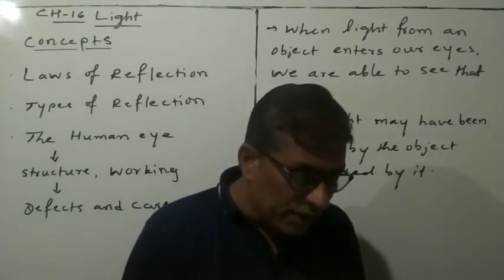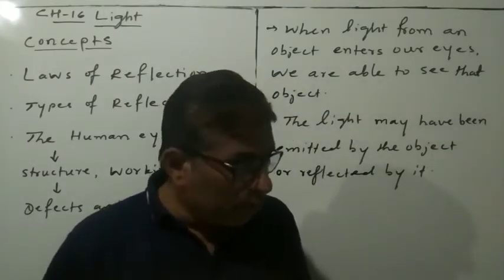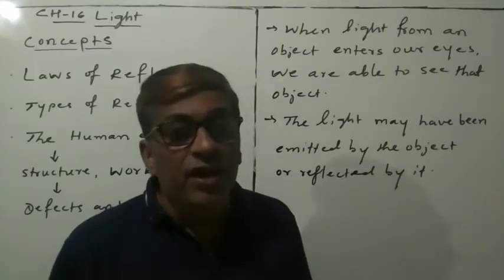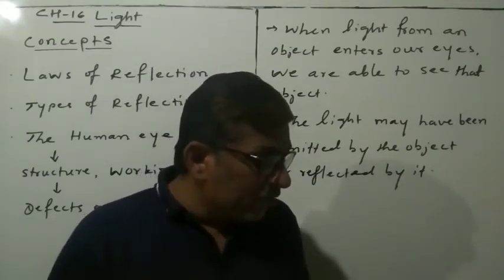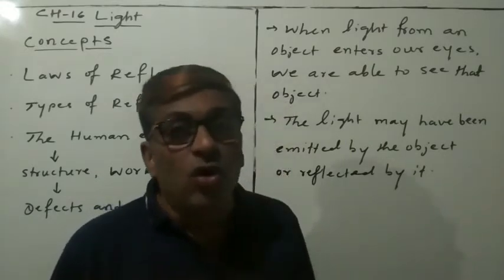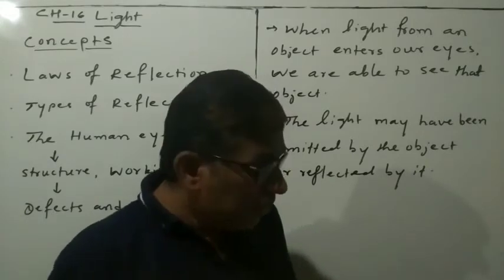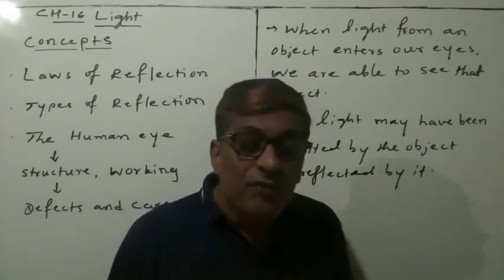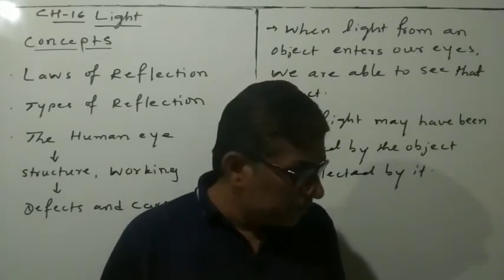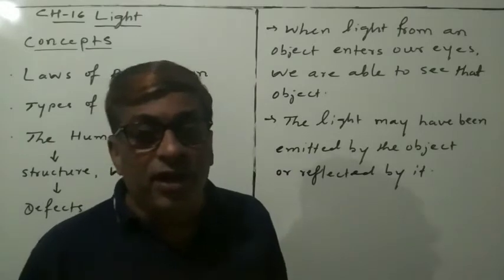Okay, you know that here, dear students, what do you mean by incident ray and what do you mean by reflected ray? The ray of light which strikes a surface is called the incident ray. And the next one is the ray of light which comes back after reflection from the surface, that is called the reflected ray.